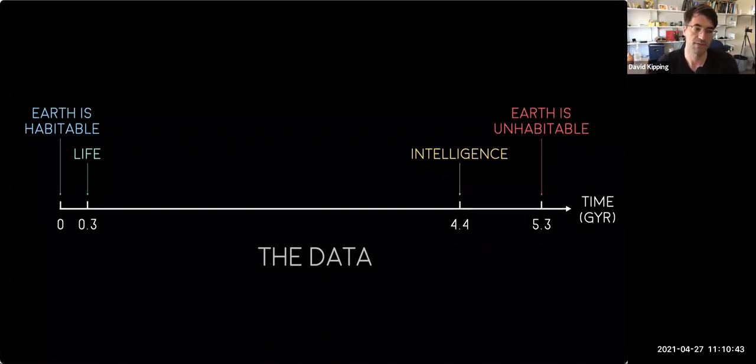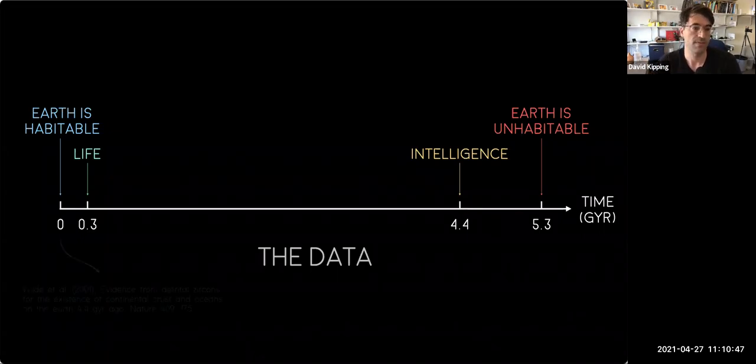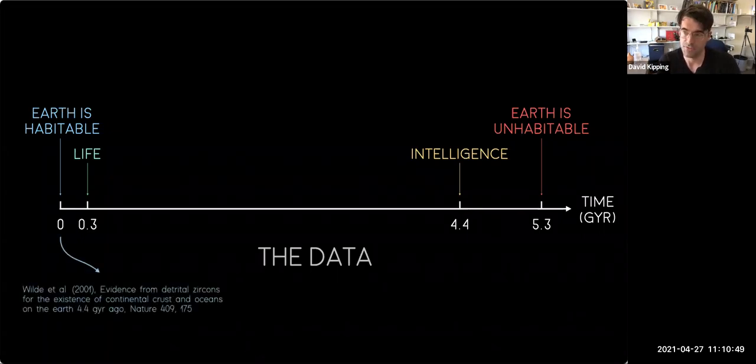So we have, I'm going to call it, time equals 0, when the Earth became habitable. That was about 4.4 billion years ago, and this essentially is when the oceans form. If you look at mineralogy, you can tell there's evidence for oceans 4.4 billion years ago.